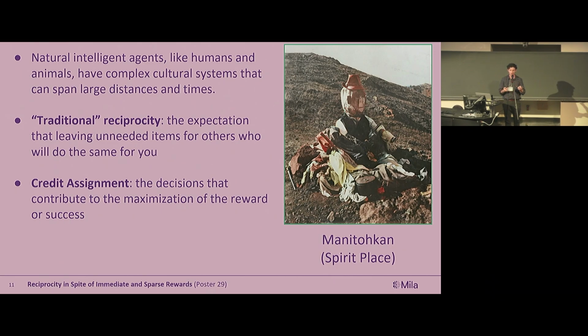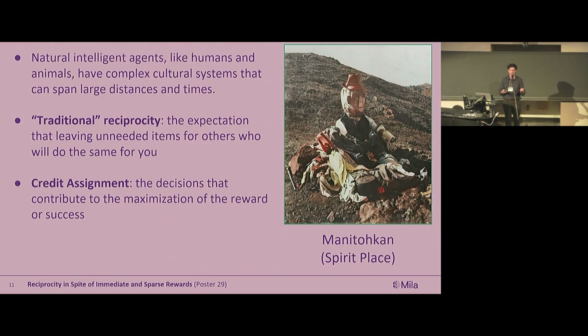In this nation, we have a cultural system called reciprocity, and I define traditional reciprocity as the expectation of leaving unneeded items for others who will do the same for you. This kind of reciprocity used to exist in shrines called Manitokan that existed on large ranges in the prairies of Canada. They would have food, medicine, and tools for people traveling long distances if they needed something, but there's an expectation that you give away things you don't need.